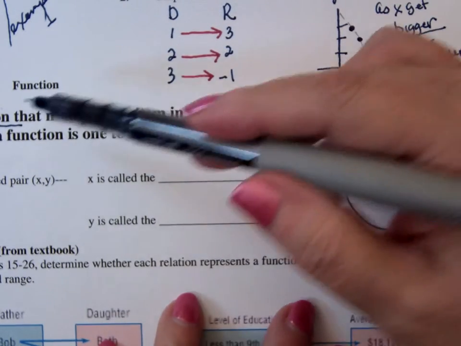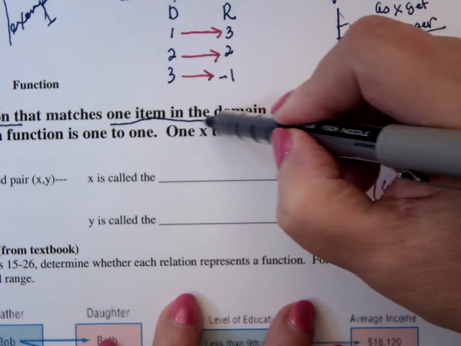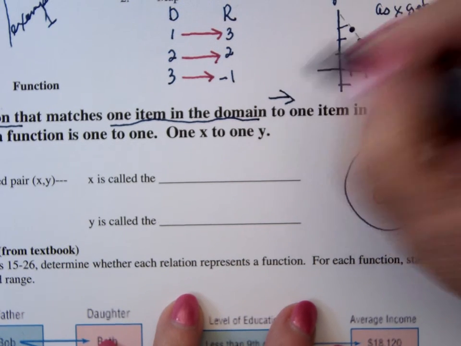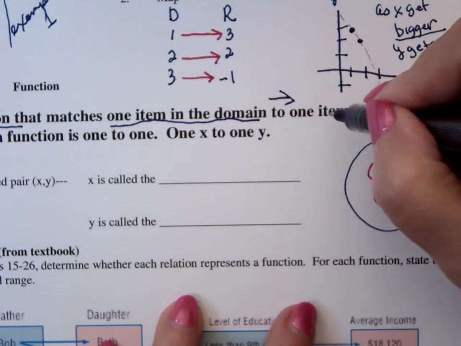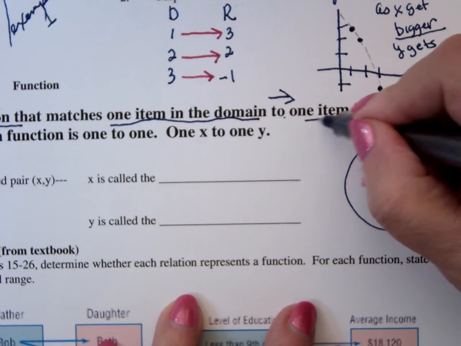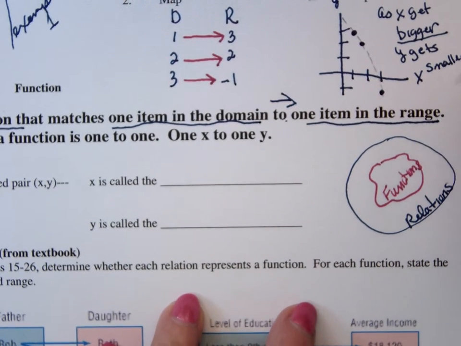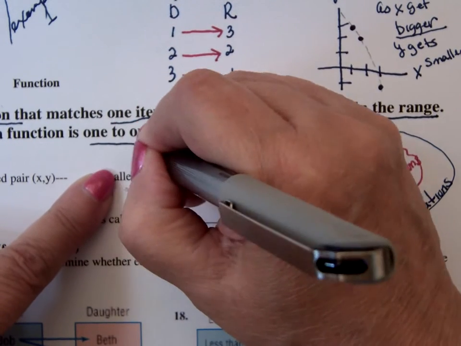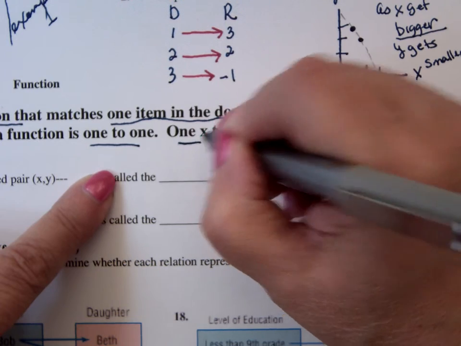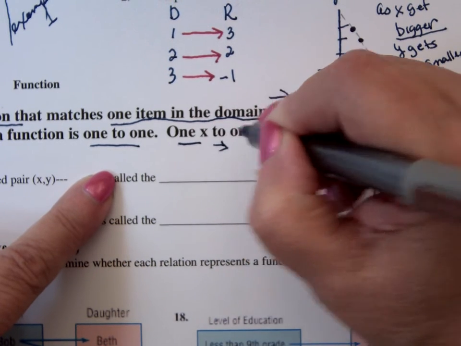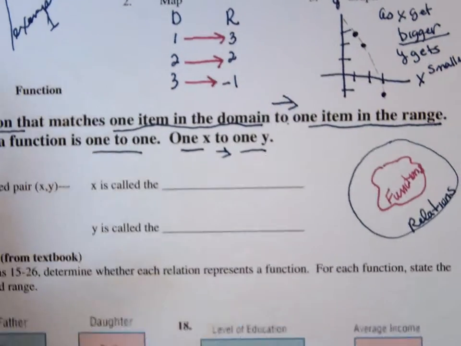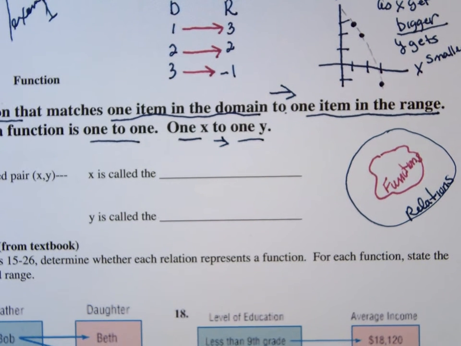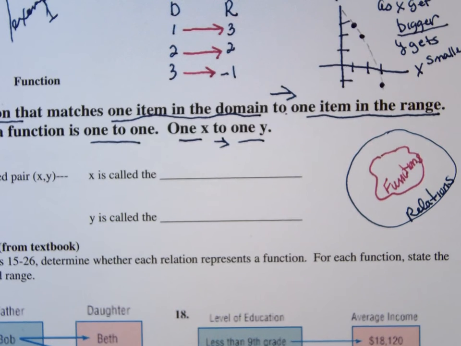A relation that matches one item in the domain to, so I'm only going one direction, I'm going from the domain to one item in the range, is called a function. We say a function is 1 to 1, 1 x to 1 y. We only care what the x's are doing. We don't care what the y's are doing.